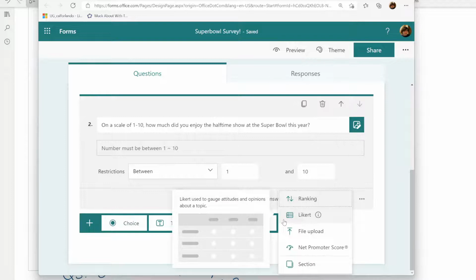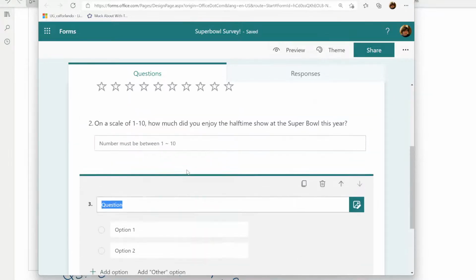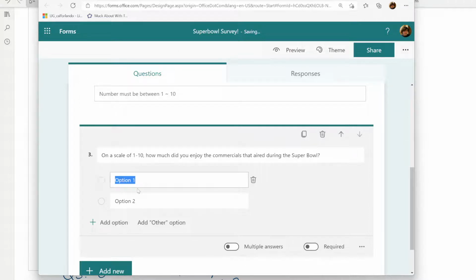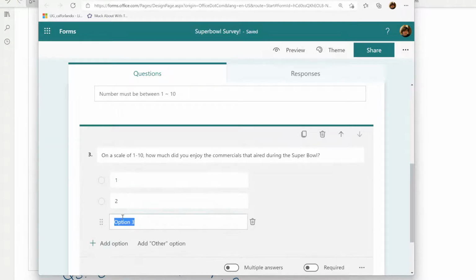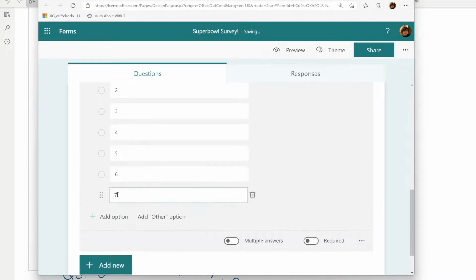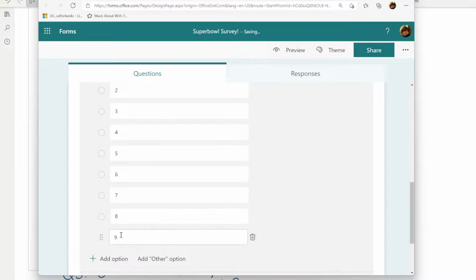And add new. And just to show you multiple choice, I'm going to say here, on a scale of 1 to 10, how much did you enjoy the commercials that aired during the Super Bowl? Question mark. And I can make option 1, and 2, and 3, and 4, and 5, and 6, and 7, and 8, and 9 and 10.